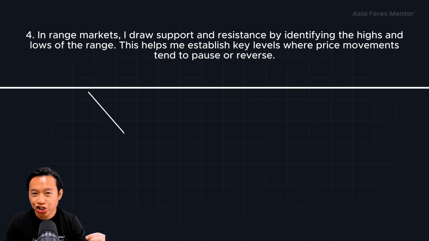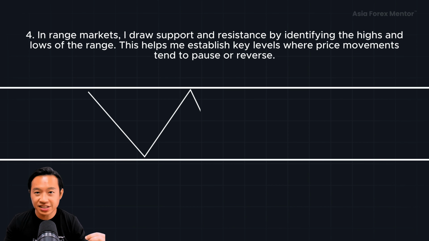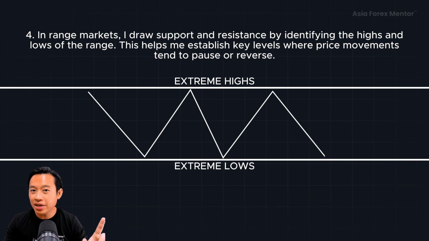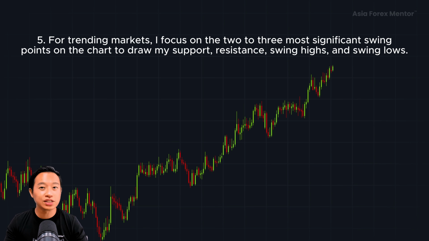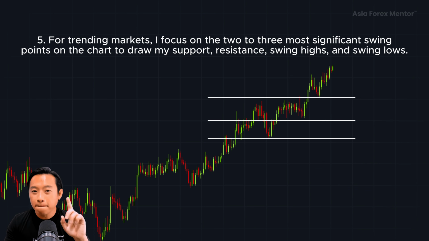Number 4, in a ranging market, I draw the support and resistance by identifying the highs and the lows of the range. So these help me establish key levels where price movement tends to pause or reverse. Number 5, for trending markets, I focus on 2 to 3 most significant swing points on the chart to draw my support and resistance, swing highs and swing lows.